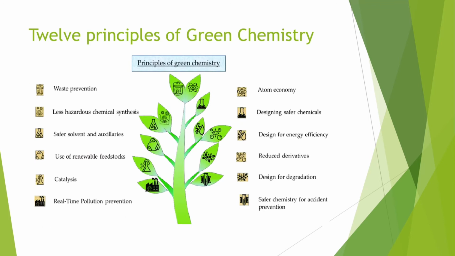Here is a very short graph: waste prevention, less hazardous chemical synthesis, safer solvents, use of renewable feedstocks, catalysis, real-time analysis, atom economy, designing safer chemicals, design for energy efficiency, reduce derivatives, design for degradation, safer chemistry for accident prevention. Okay, so you have to learn them sequentially. It is very important for exams.